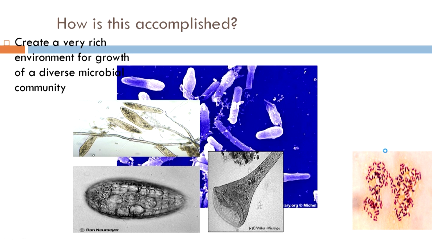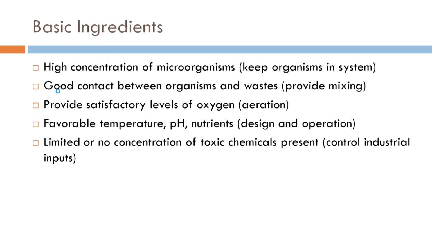So, how is it that we can do this? We want to create an environment where a diverse microbial community can thrive, right. Different kinds, including filamentous too, though a lot of filamentous is not good. Again, we will not go into that detail. And what do we want? Obviously, a high concentration of microorganisms. Think of this: the organic content or BOD is the food for the microbes. With just a limited amount of microorganisms, they will take a lot of time to consume the food. So, that is why we are trying to increase the concentration of the microorganisms.